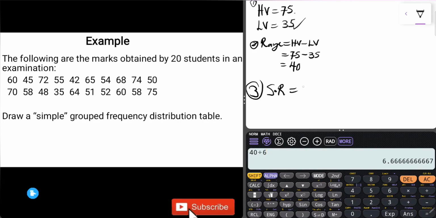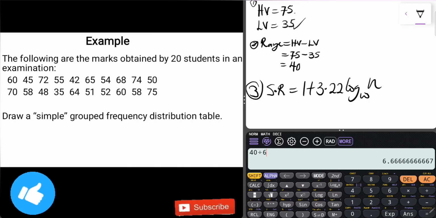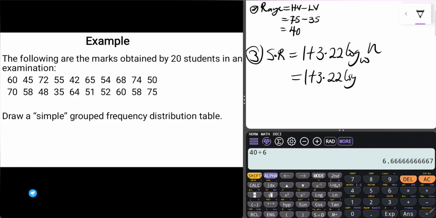the rule should be what? 1 plus 3.22 log 10 to the base of N, where N is the total frequency in this case. So we know that from this data, you can clearly see that the total number of frequency here is 20. So using Sturges' rule, we have 1 plus 3.22 log 10 to the base of 20. Is that okay? So let's go back to our calculator.